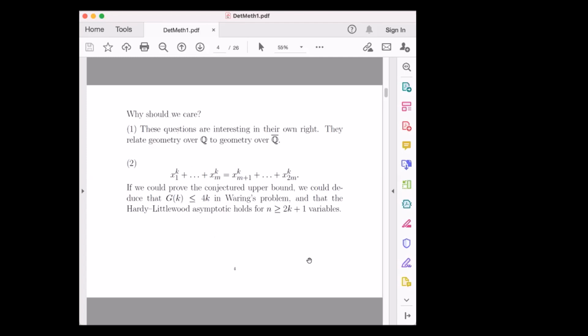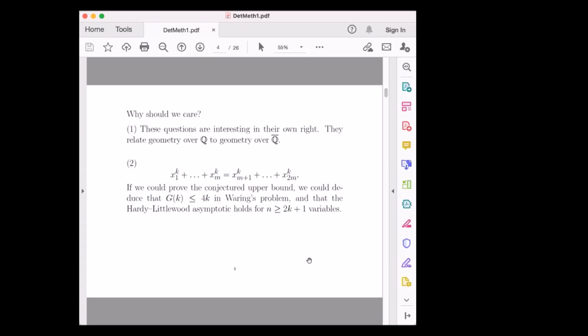Well, why should we care about these questions? Well, you could argue that these questions are interesting in their own right. It's rather like doing geometry over Q, and you're trying to relate it to the properties of the underlying variety. So you're relating the geometry over Q to the geometry over Q bar. And the properties of the counting function turn out to be related to the geometry of the variety in question.